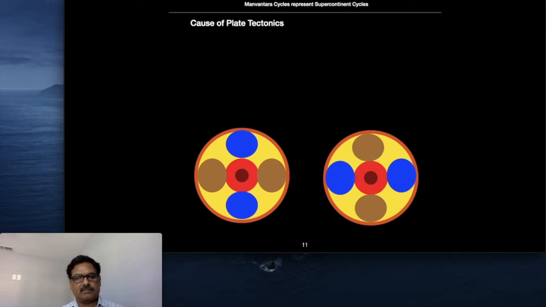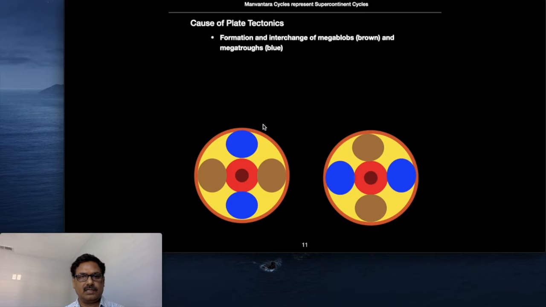So that is the start of plate tectonics, and then what is the cause of plate tectonics? The cause is as I explained earlier. In that article, there are megablobs and troughs, and you can look at the outer layer. This is the crust, and then yellow is mantle, outer core, inner core, and these are the blobs. These two are megablobs, and these are megatroughs. Blue is the megatrough, and brown is the blob. Basically, a blob is a bulge on the surface of the Earth. It's supposed to be a bit more on this side and a bit less on this side.